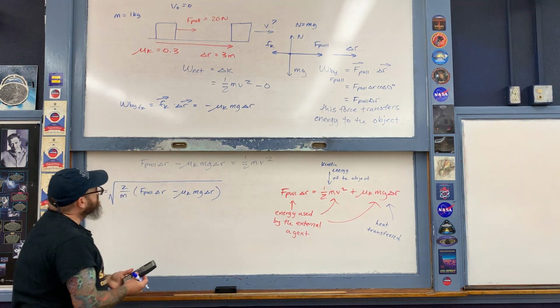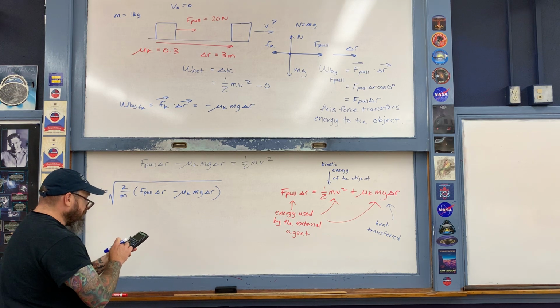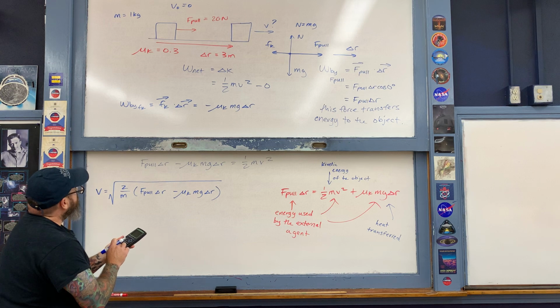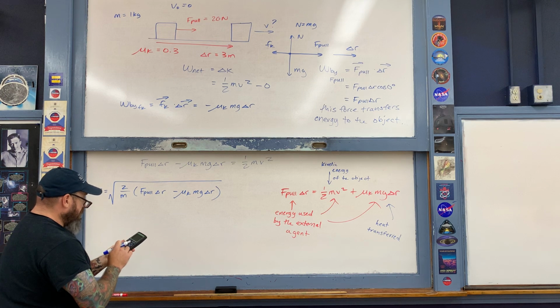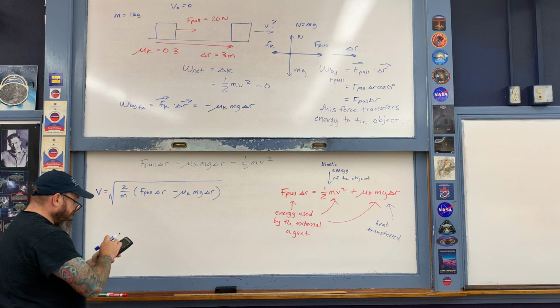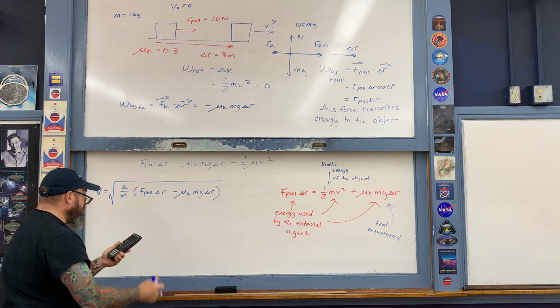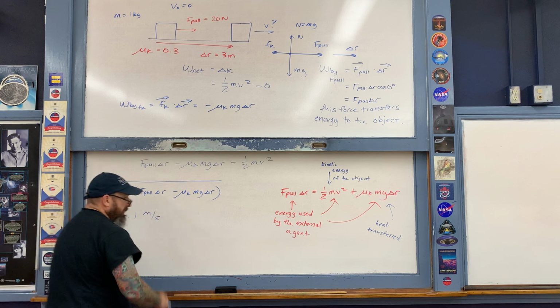I'm going to do the parentheses here first. Let's see, what was F pull? That was 20 newtons, multiplied by the displacement of 3 meters, and then minus the coefficient, times the mass, times g, times 3 meters. Okay, take all of that, multiply by 2 divided by 1, and then finally, after all of that, take the square root of that. And this comes out to be equal to about 10.1 meters per second.